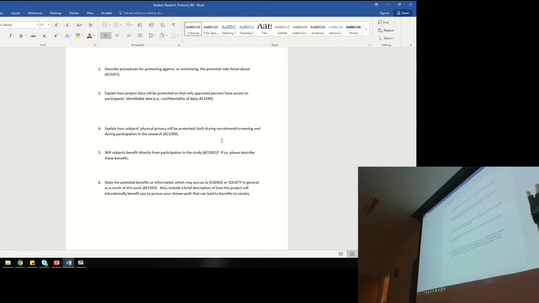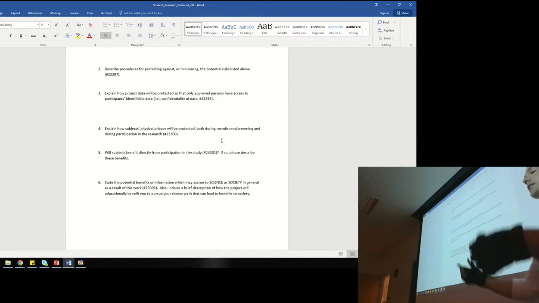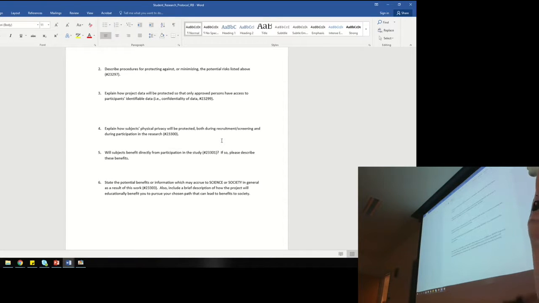For students that are not running subjects, you will also need to complete this as well. So some of these questions are going to be less involved if you're not running subjects. So for example, will subjects benefit directly? You will just write, there are no subjects in this, or we're not recruiting subjects. Physical privacy will be protected. You won't need to do that.